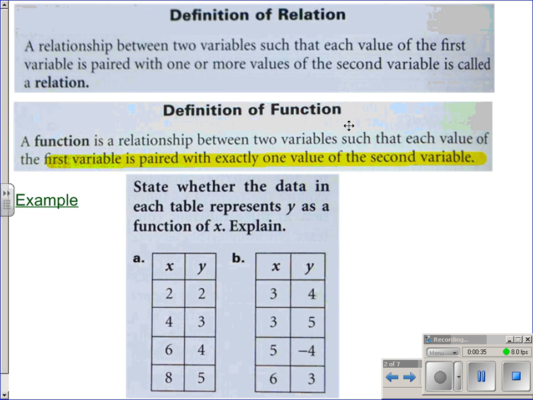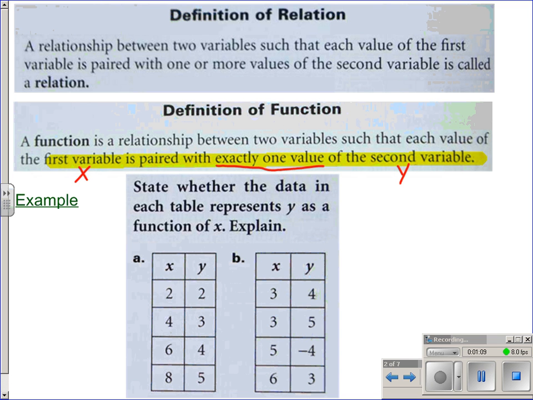A function is something specific. It is a relationship, so you're matching up x's and y's, but the key thing, as it's highlighted in yellow, the first variable, usually x, is paired with exactly one value of the second variable, usually y. And so what that means is one x value can only go to one y value. That's what makes it a function. So you're still relating x's and y's, but to call it a function, you've got to have this in place: one x goes with exactly one y value.